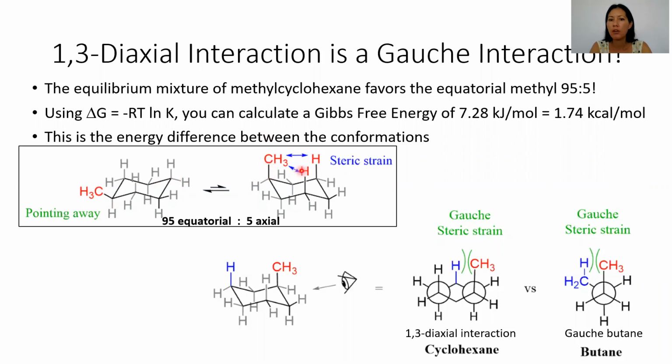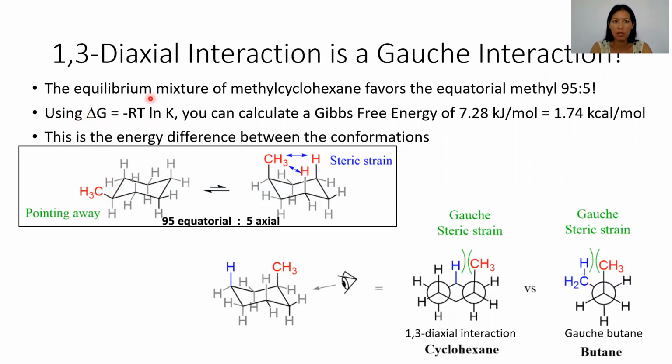Versus this axial, you have this repulsion, this A13 strain here, this methyl bumping into this H and this methyl bumping into this H. So you have steric strain, the axial is less favored, so much so that if I took a snapshot, only 5 molecules would be in the axial conformer, and 95 would be where the methyl is equatorial. So you can actually use this to calculate the cost of the methyl axial.